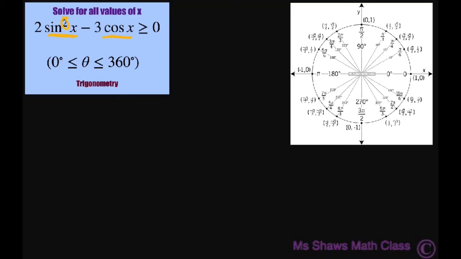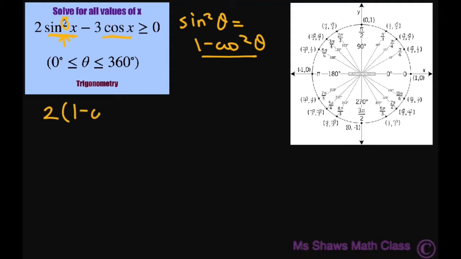So let's write this sine squared in terms of cosine, because that's the only one we can change. We can't change the cosine. That's going to be 1 minus cosine squared of theta, and that's what we're going to do. Substitute sine squared for 1 minus cosine squared of theta. Then we have minus 3 cosine of x is greater than or equal to 0.